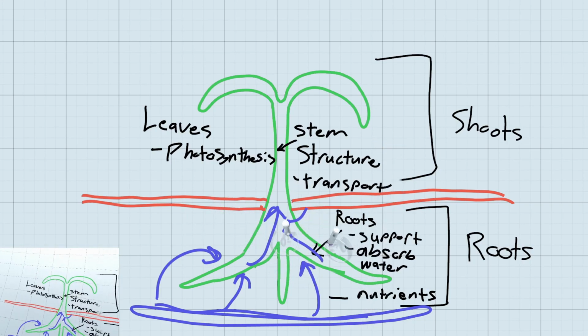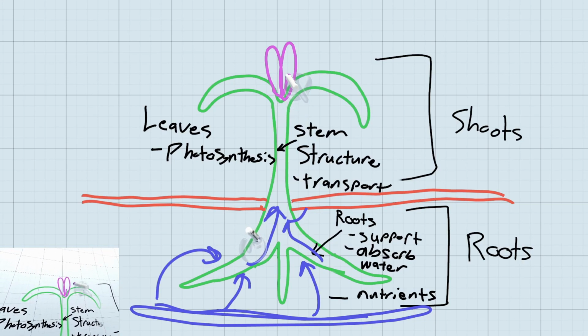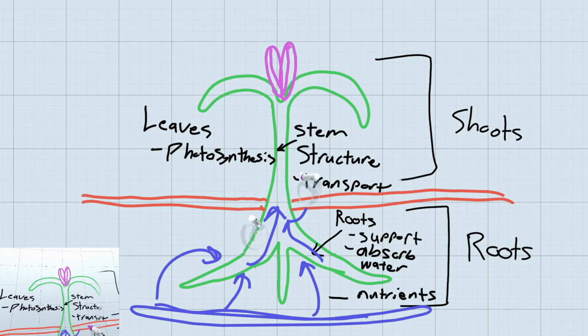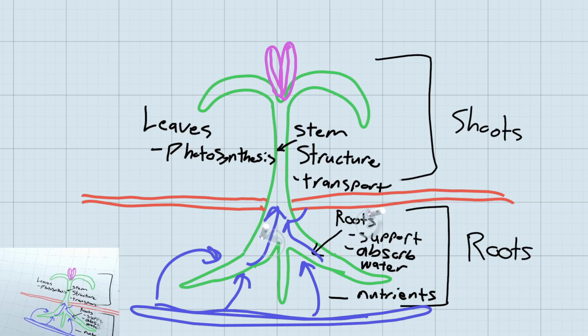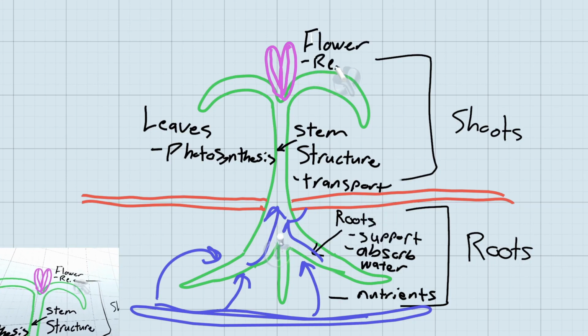The next main part of the plant is the flower. Now, flowers are specialized reproductive organs for the plant, and usually after they've been fertilized, they'll germinate into a seed or a fruit, depending on what the type of plant is. So the main purpose of a flower is for reproduction.